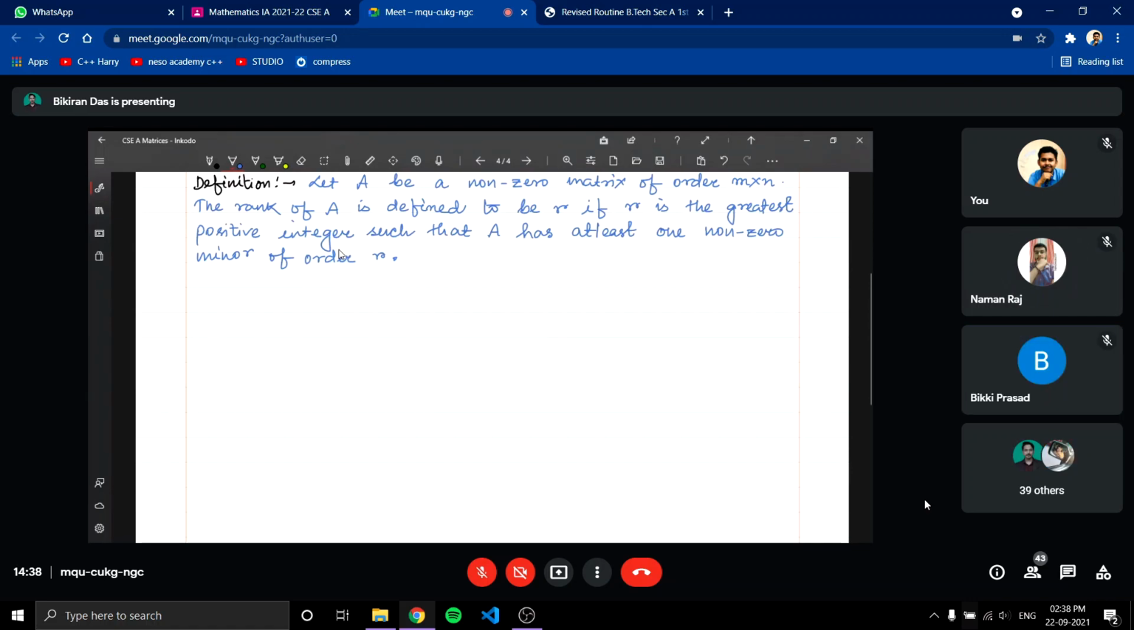Okay, so what we have done? A is a non-zero matrix of order m cross n. The rank of A is defined to be R if R is the greatest positive integer such that A has at least one non-zero minor of order R. Okay, so let us take an example.